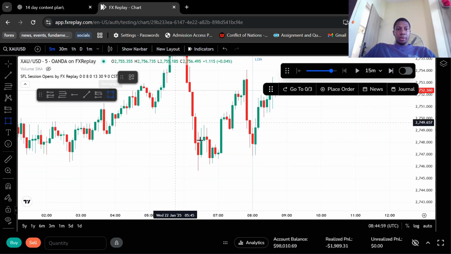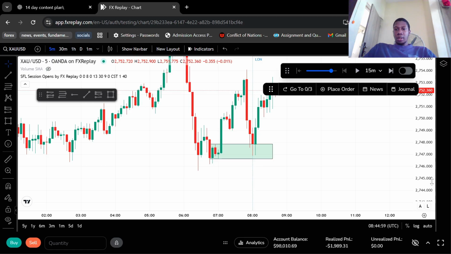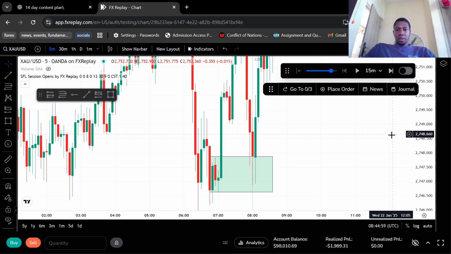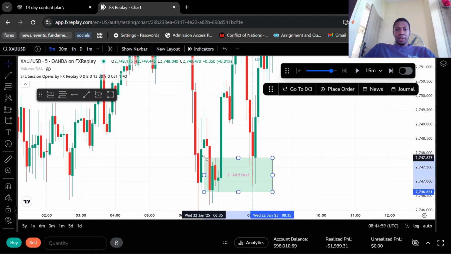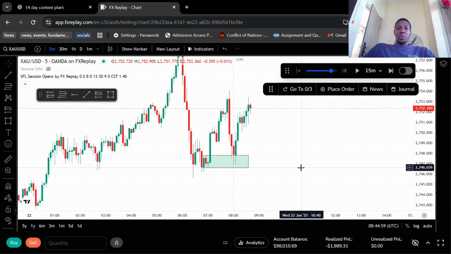This is a setup I saw. I was moving way too fast, so I couldn't catch it. Yeah, this is what I don't like about this backtesting platform. I can't go back after skipping way too many setups.